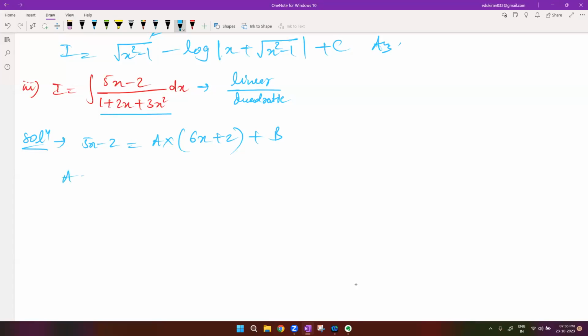What's the value of a? We can find out directly by comparing the coefficient of x. Now what's the value of b? That we need to solve, because the constant part this time is 2a plus b, and here it is minus 2. We can find out a by comparing the coefficient of x. Now put this a here and find out b. So I think your b would be minus 34 by 6. Okay, this can be 5 by 3. Yeah. So 5 by 3, 11 by 3. Yeah.